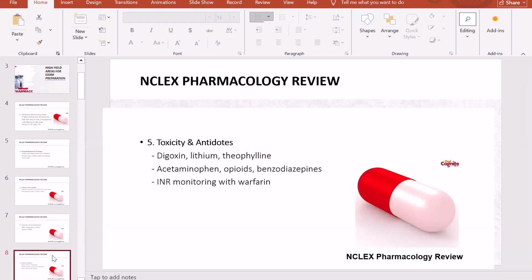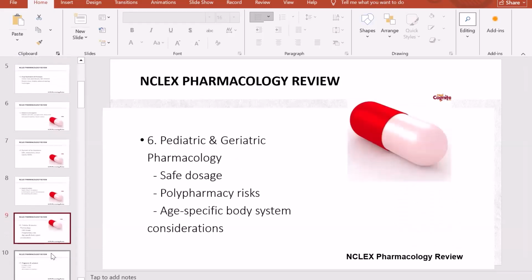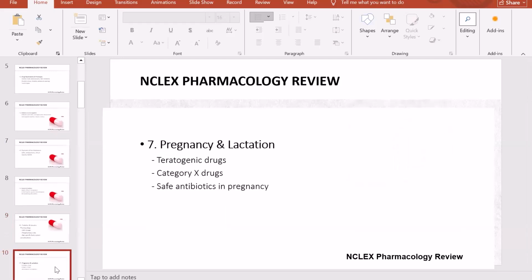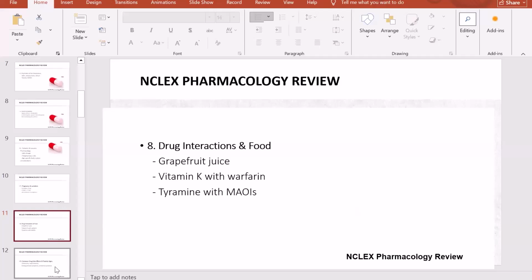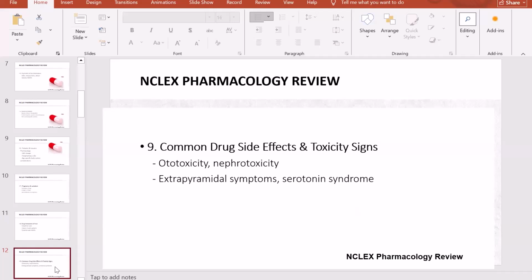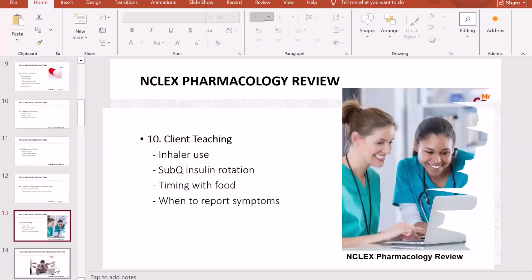If a client comes in and has had, let's say, digoxin toxicity, what do you do? What do you give? Acetaminophen poisoning, what do you do? You have to have that at your fingertips. Then pediatric and geriatric pharmacology, pregnancy and lactation, drug interactions and interactions of drugs with food. And then common drug side effects and toxicity signs. So it's very important. Then you need to know some client teaching, like how a client will use an inhaler, subcutaneous insulin administration, and all of that. You should review it.